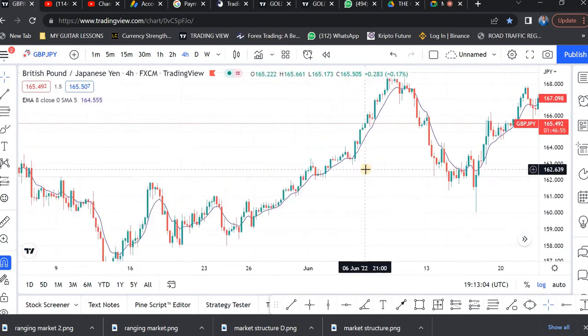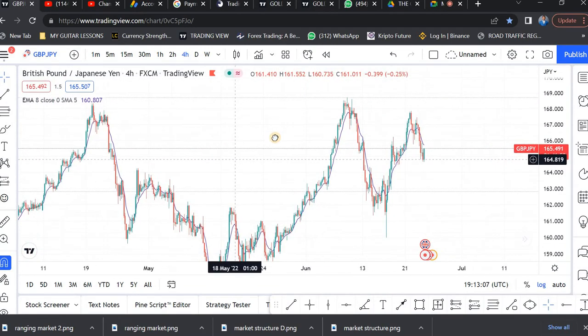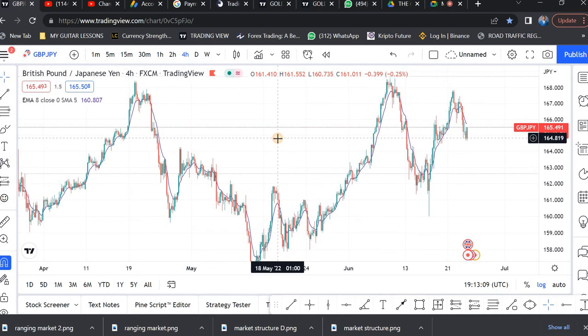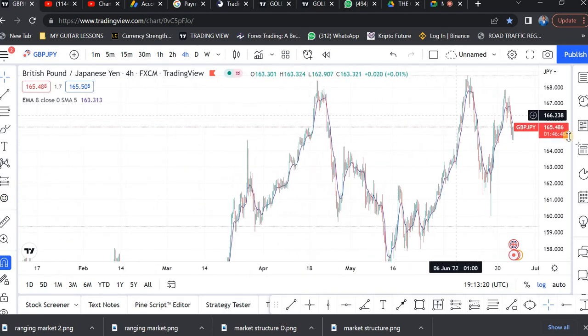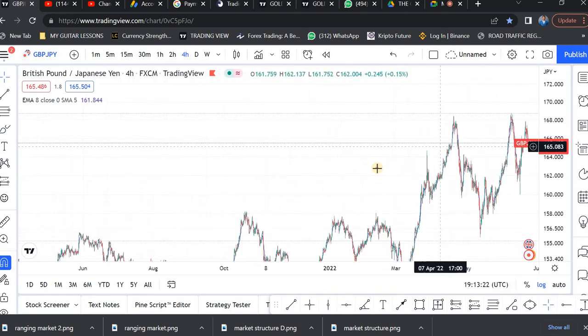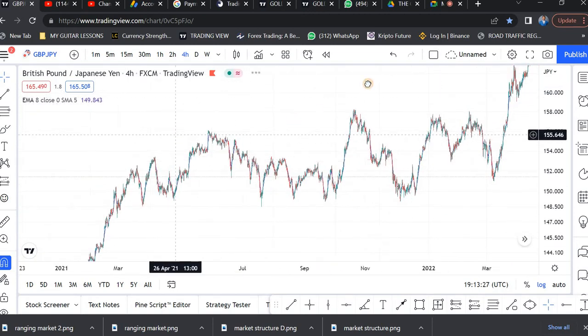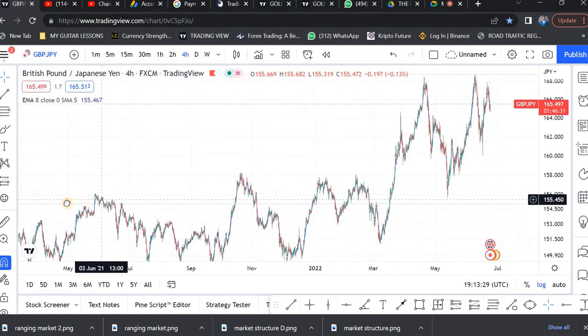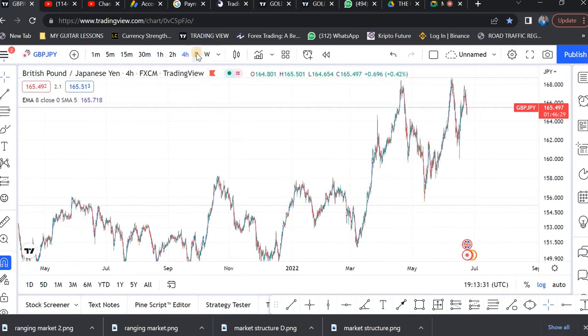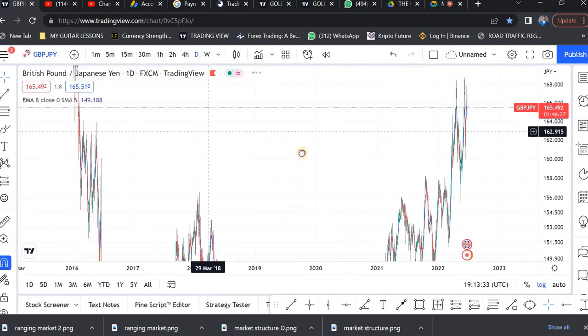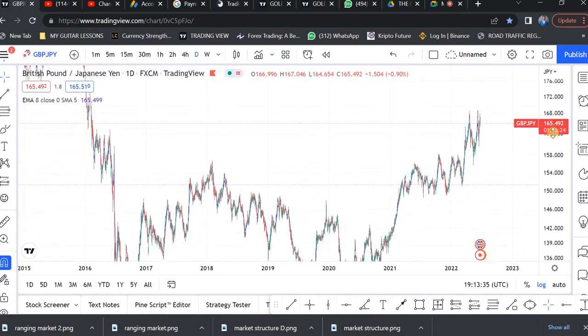This is the price chart for GBP JPY, Great British Pound and Japanese yen. We'll come to learn about currency pairs, which will be a different lesson, so don't worry about the currencies I am mentioning. I just want to show you the market structure. When you open your chart and scroll, this is the structure of the market within a certain time frame. Let me switch to the daily time frame. So this is the daily time frame of this market.